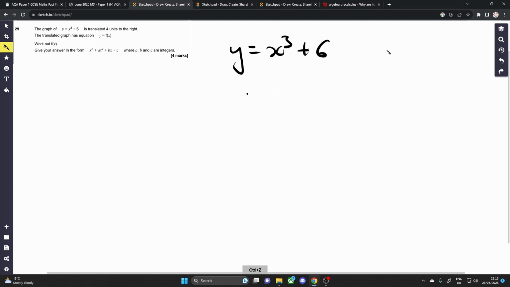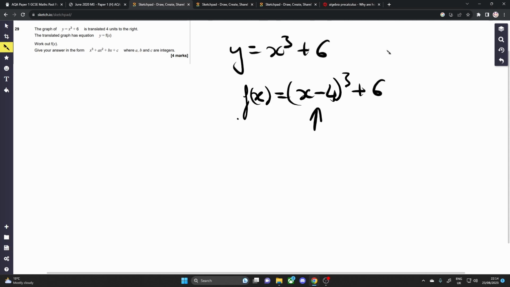So then we have our new graph, I'll call it f of x because that's what they do in the question. f of x equals (x minus 4) cubed plus 6. And that's what our new equation is going to be, our new curve is going to be, should I say. Okay, now it looks counterintuitive that, well, we're moving in the positive x direction, why are we taking away 4?